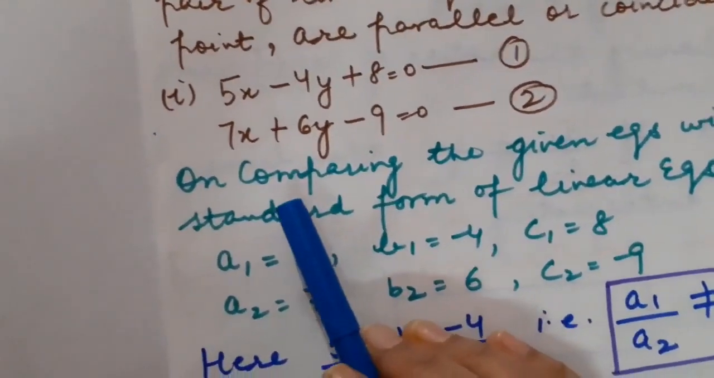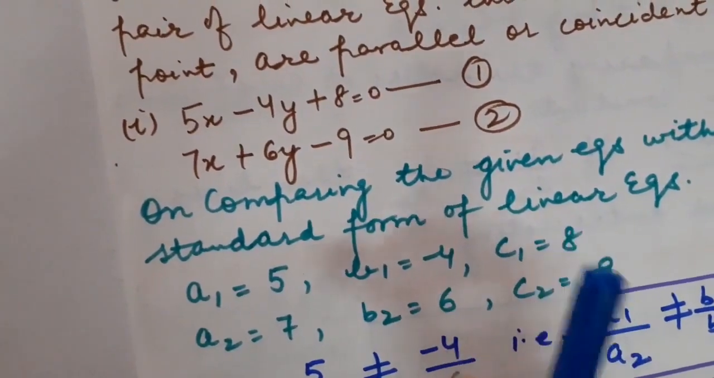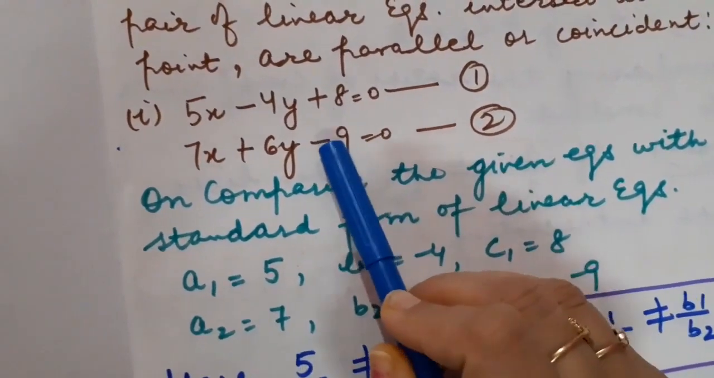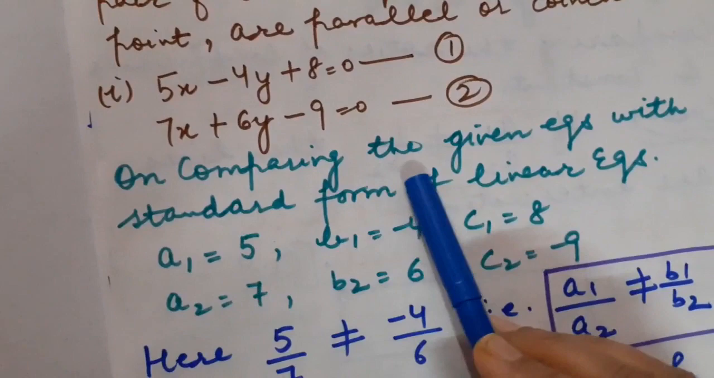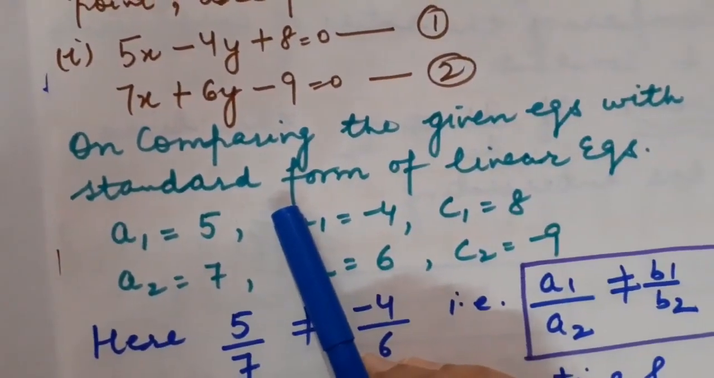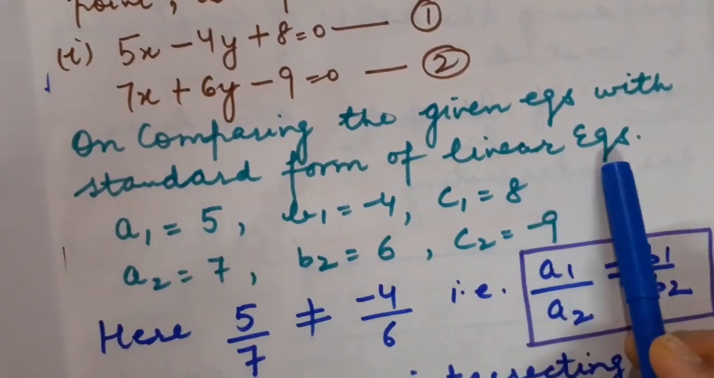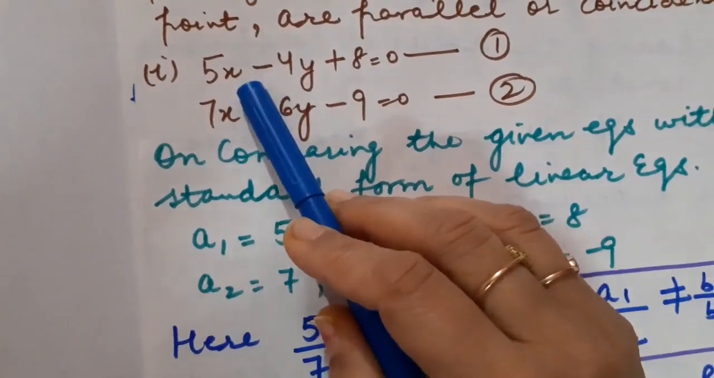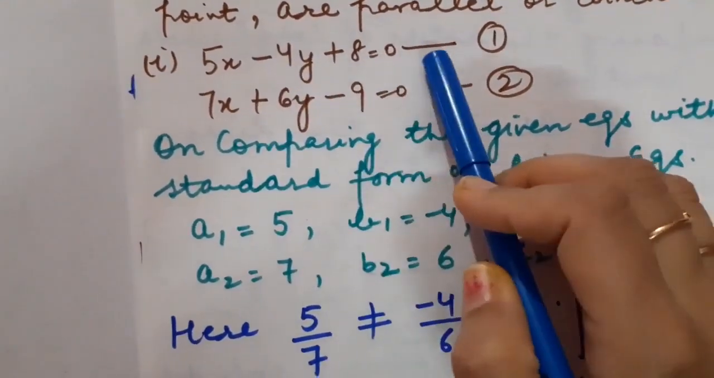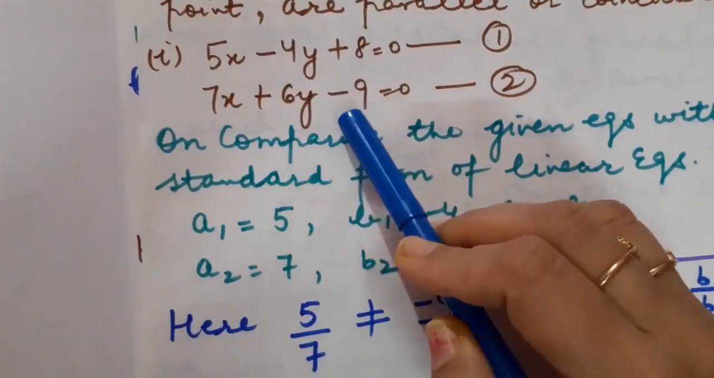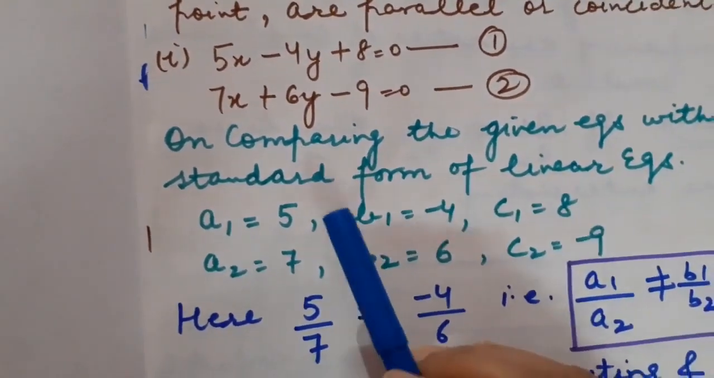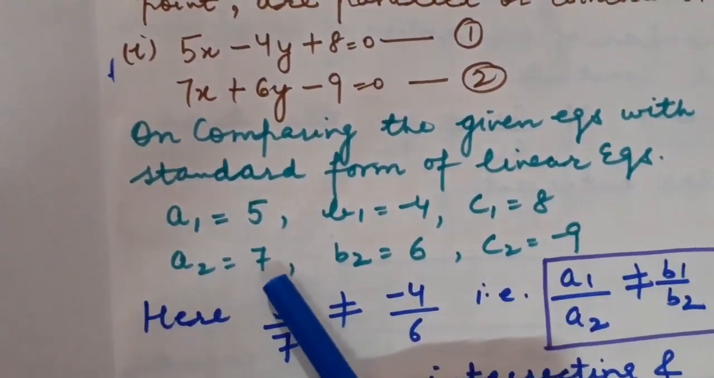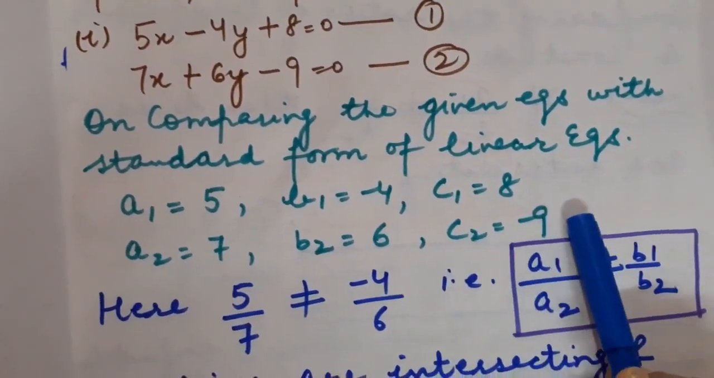Now, because I have to find basically the ratio of the coefficients, definitely both the equations must be compared with the generalized form of a pair of linear equations. So on comparing the given equations with the standard, or I can call it the generalized form of linear equations. You know children, what was the generalized form? That was a1x plus b1y plus c1 is equal to 0, a2x plus b2y plus c2 is equal to 0. So after comparing, you can come to know that a1 is 5, b1 is minus 4 and c1 is 8. a2 is 7, b2 is 6 and c2 is minus 9.